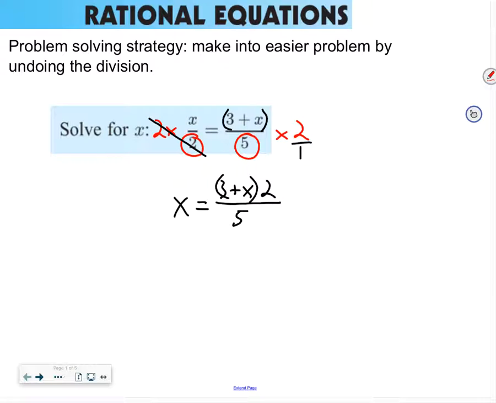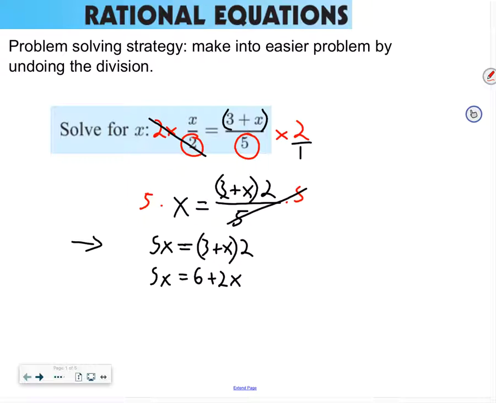Well, I want to undo dividing by 5, so I'm going to multiply by 5 here and multiply by 5 there. So what do I get? I get 5x is equal to, these cancel out, so I have 3, the quantity 3 plus x times 2. Now, I have a linear equation. I've made it into an easier problem. So now that I have an easier linear problem, I use the strategies we've discussed before about solving linear problems. So I'm going to distribute out my 2 to drop my parentheses.